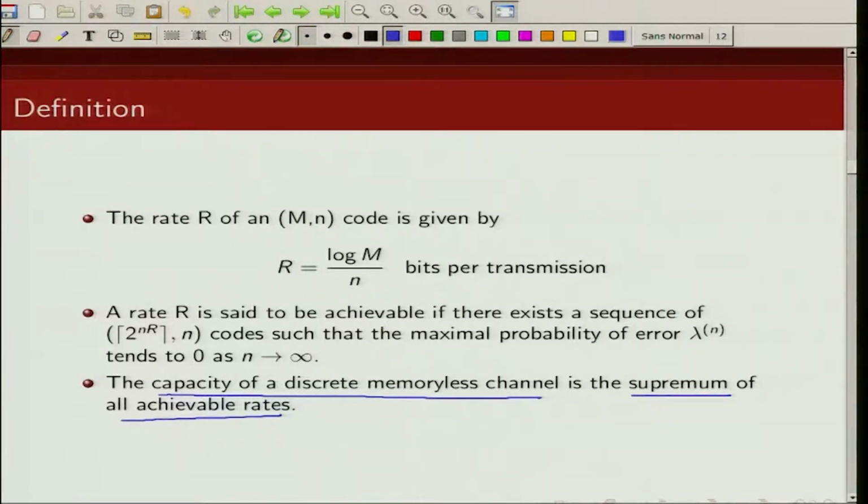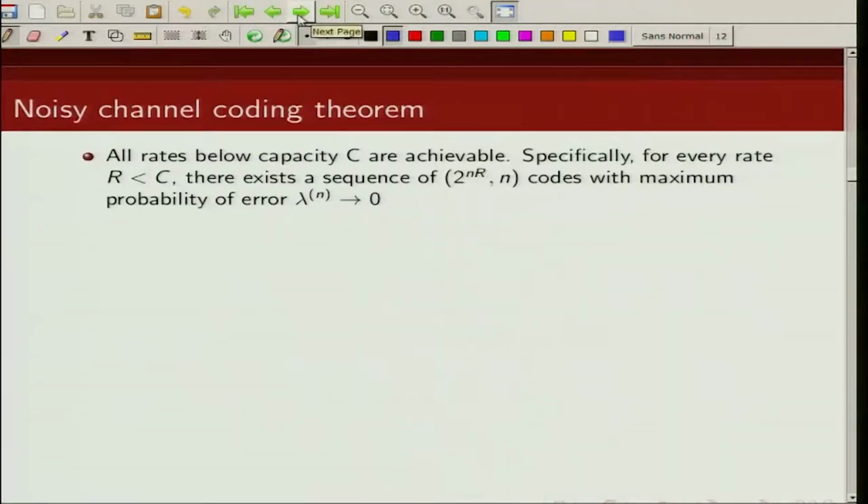So supremum is the smallest, basically upper bound of a set. So capacity is basically the supremum of all achievable rates. Now for a discrete memoryless channel, Shannon's noisy channel coding theorem says that all rates below channel capacity are achievable. That means if we transmit at a rate below capacity, then our maximal probability of error will go to 0 as the code word length increases to infinity.